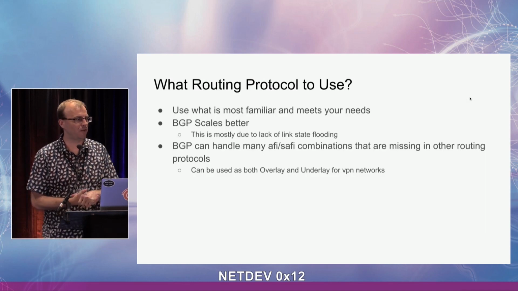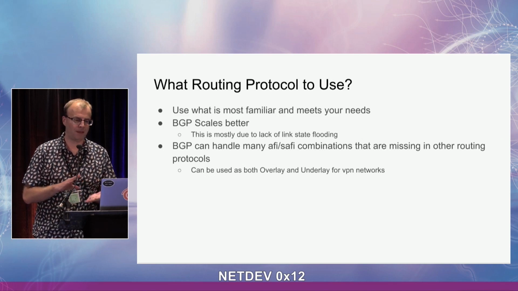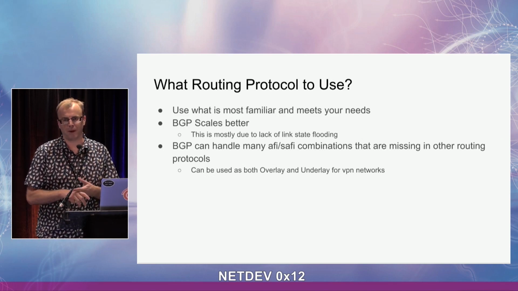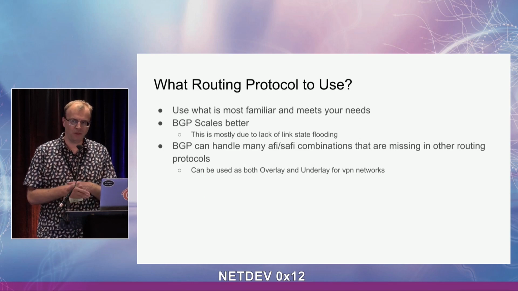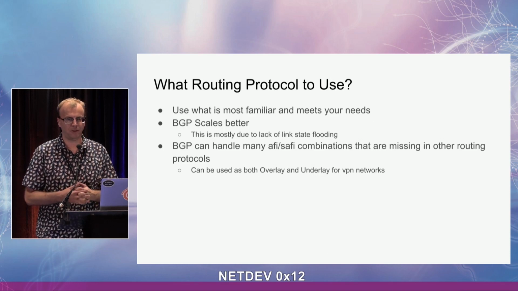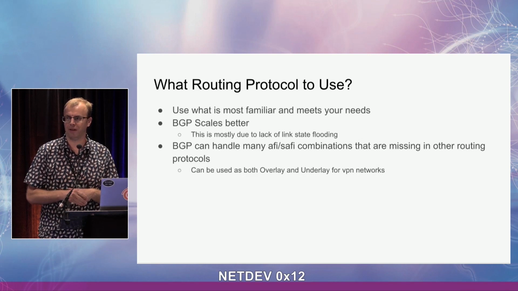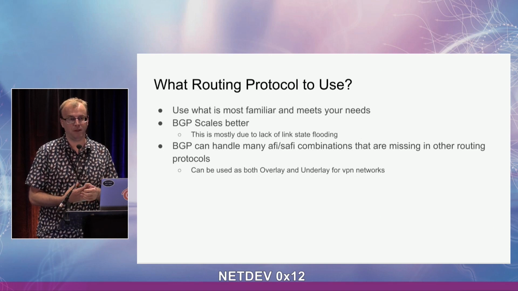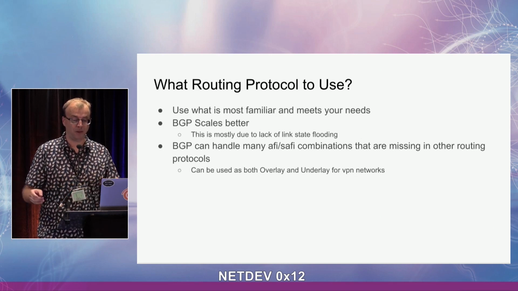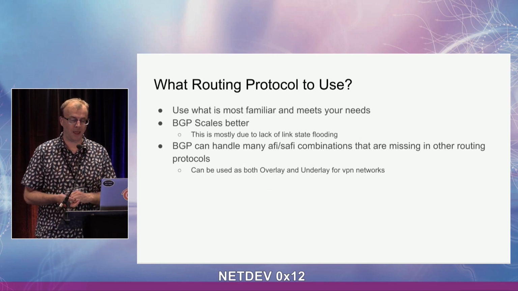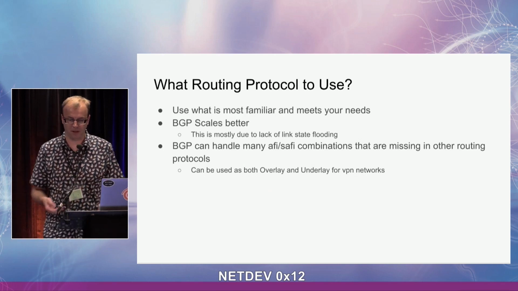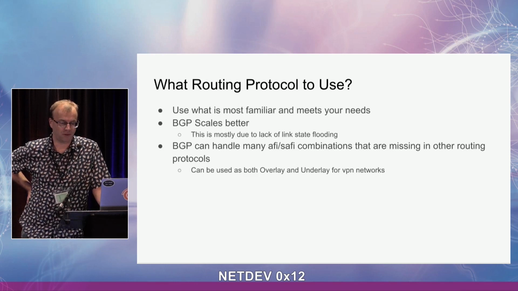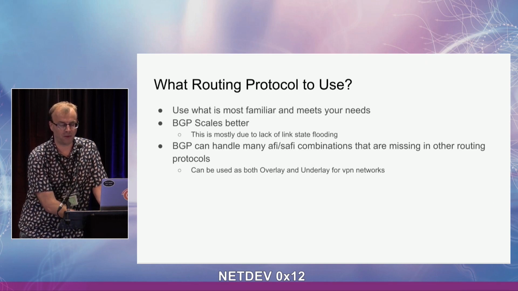All right, so I've gone over BGP, OSPF, and IS-IS. Which one should you use? The reality is that you use what's best or what you know best. They're all complicated. They all have their own pluses and minuses. And if you're just setting something up for yourself or for a small network, use what you know best. BGP scales better than either OSPF or IS-IS, mainly due to the lack of link state flooding. And finally, BGP can also handle many AFI-SAFI combinations that are missing in other routing protocols. And it's very commonly used for both overlay and underlay networks or VPN networks.